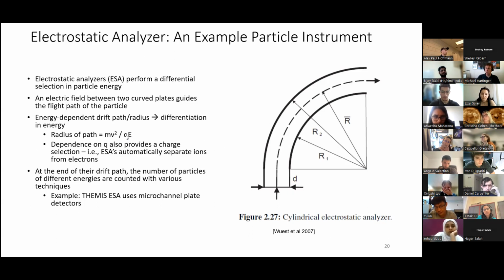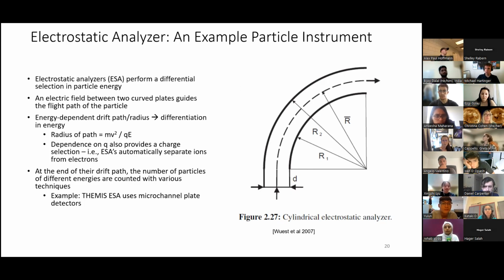So automatically, when you design an ESA, you're designing it to measure only ions or only electrons, depending on how you design them and how you apply this electric field. So it's one way of automatically separating charged particles. There's really nice material in the West et al. 2007 report, if you want to read more details on this, and also in that monograph I mentioned earlier.